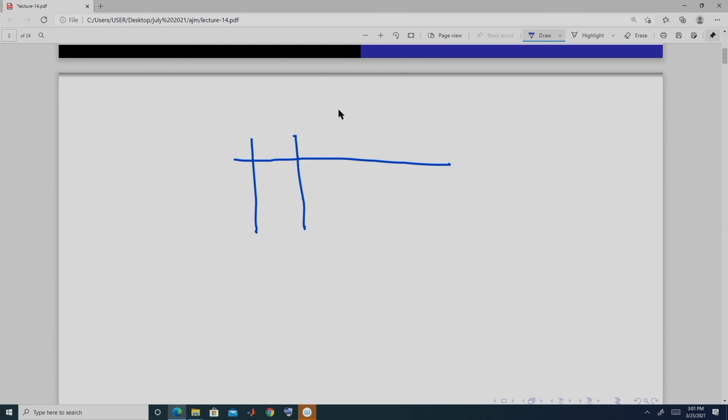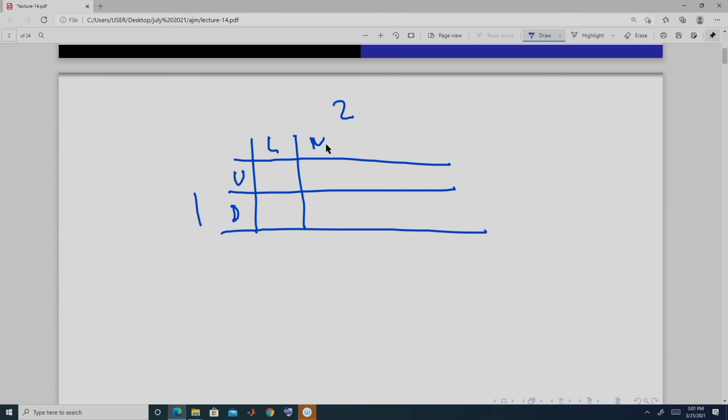So, suppose we have a two player game. Player 1 is in the row, it has two actions or two strategies, U and D. Player 2 is the column player and it has three strategies or actions, that is L, M, R, and payoffs are like this.